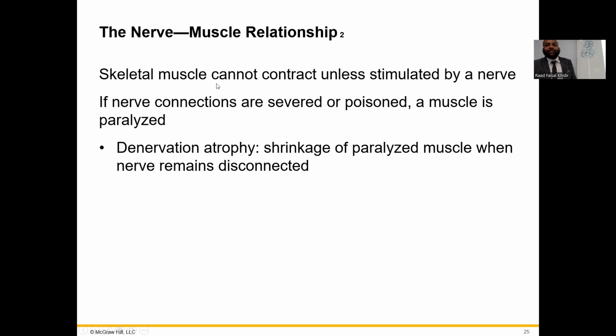Now, skeletal muscle cannot contract unless it is stimulated by a nerve. So if a nerve connection is severed or poisoned, a muscle is paralyzed. This is really important, that you understand the concept of denervation atrophy. What is denervation atrophy? Denervation atrophy is when you have atrophy because there is no innervation, because of the denervation. What is atrophy? Atrophy is the opposite of hypertrophy.